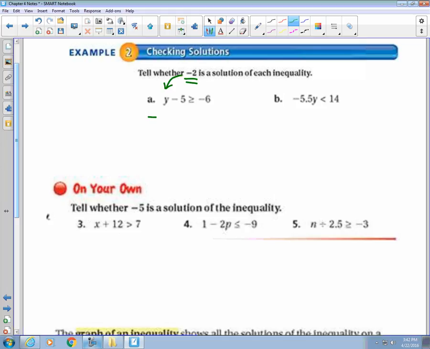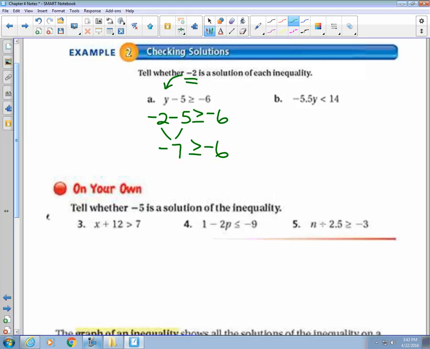So I'm going to put negative 2 in for the y, minus 5 is greater than or equal to negative 6. All right. Then I'm going to simplify this side. Negative 2 minus 5 is negative 7, is greater than or equal to negative 6. And now I'm going to check and see if this is true. Negative 7 greater than or equal to negative 6.